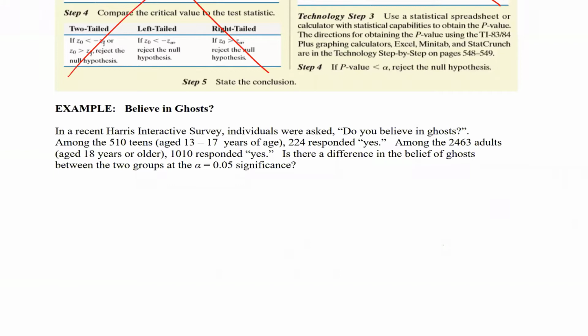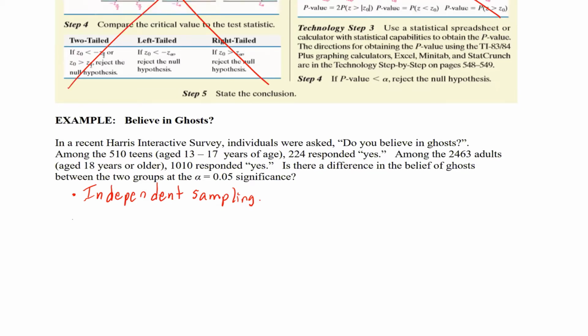So first, we want to make sure that our model requirements are satisfied. We have independent sampling here, where we're comparing two groups, teens to adults. The response variable is qualitative with two outcomes. Either you have the characteristic that you believe in ghosts or you don't. Step 2 is we want to verify our normality conditions.